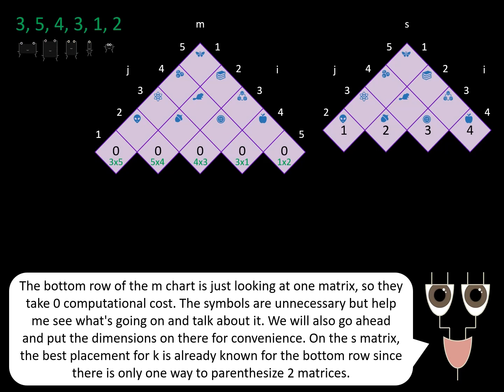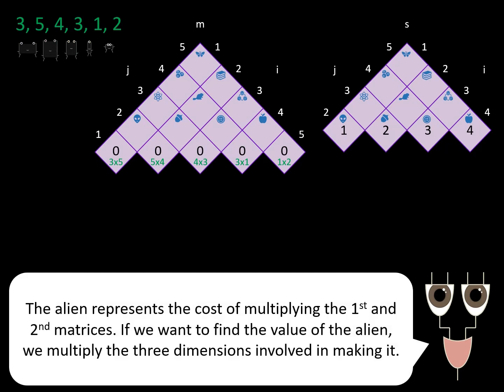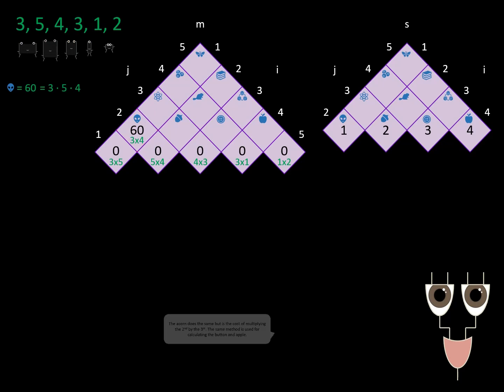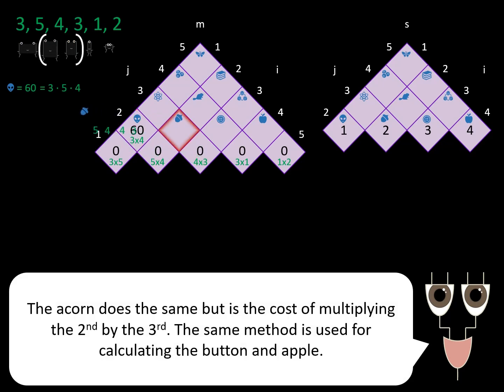On the S matrix, the best placement for K is already known for the bottom row, since there is only one way to parenthesize two matrices. The alien represents the cost of multiplying the first and second matrices. If we want to find the value of the alien, we multiply the three dimensions involved in making it. The acorn does the same, but is the cost of multiplying the second by the third. The same method is used for calculating the button and apple.